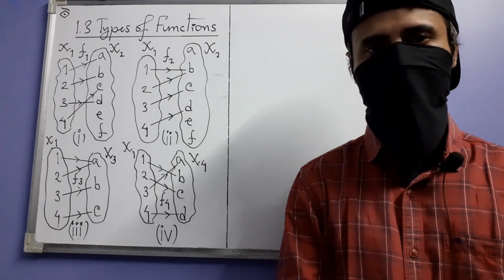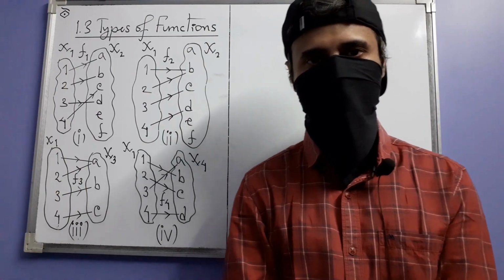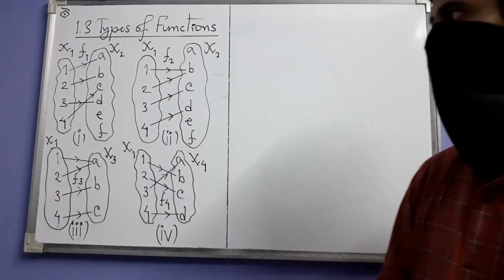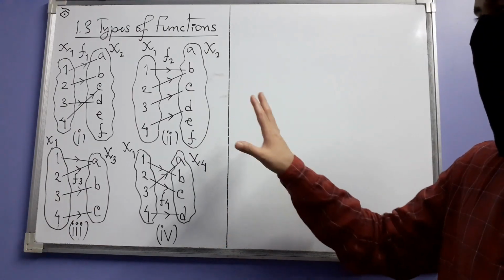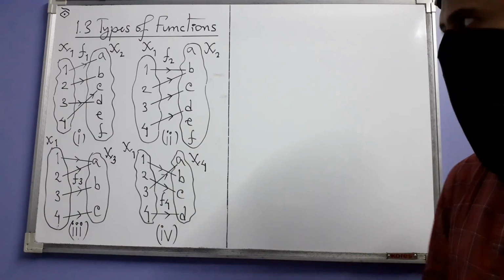Next we have types of functions. We already know what a function is. Now we are going to classify functions into different types. Let us see these diagrams. These are arrow diagrams of some functions.